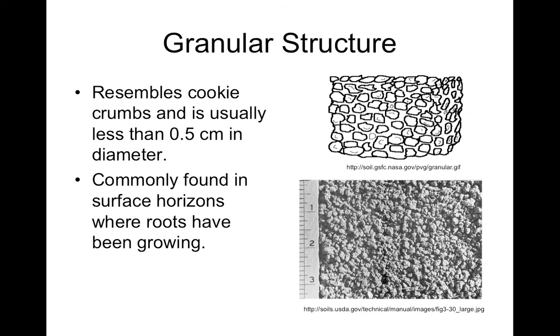So a granular structure resembles, if you pick up a soil and it feels like cookie crumbs, you can break the little granules apart if you really rub it hard. And this is how we describe a granular structure. This has small clumps of millions of clay particles all stuck together. And typically these crumbs have diameters of about half a centimetre. They're commonly found in the surface horizons where roots have been growing. Okay?